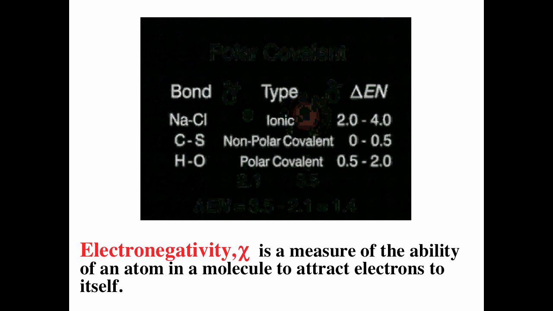But difference in electronegativity is very important because it enables us to determine which types of bonds are covalent, equal sharing of electrons, which ones are ionic, where you have a transfer of electrons, and which ones are unequal sharing, polar covalent. If the difference in electronegativity between two atoms is less than 0.5, we think about equal sharing. If it's greater than 2, we think about them being ionic, so there's a transfer of electrons. And if the difference in electronegativity is between 0.5 and 2, then we think about unequal sharing.